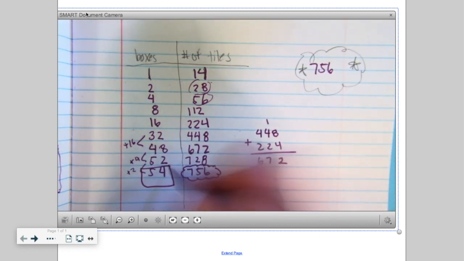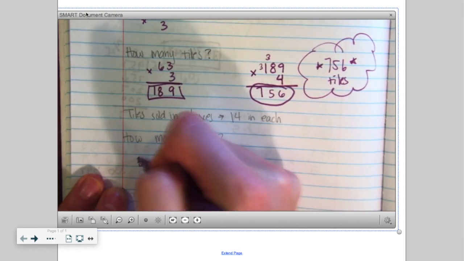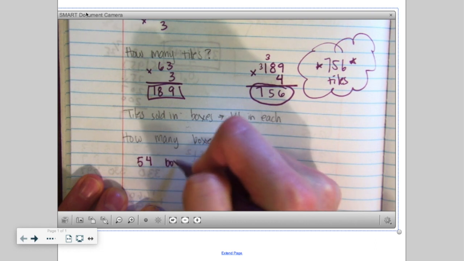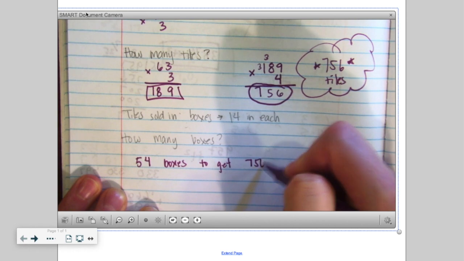So the question is, how many boxes does he need to buy? And he needs to buy 54 boxes to get 756 tiles.